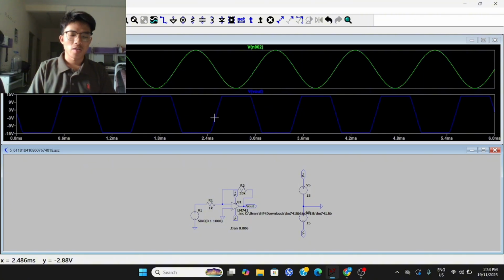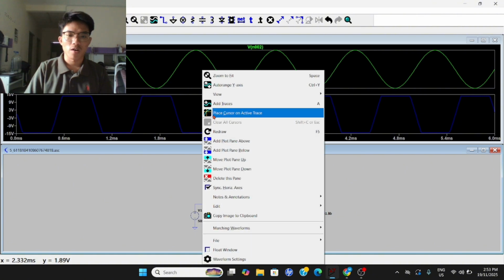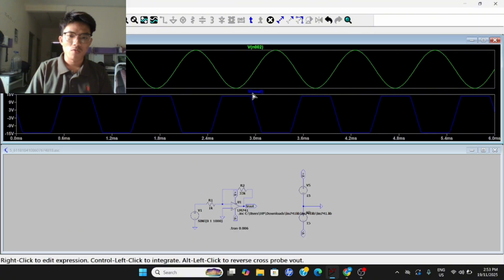In the calculation, I use voltage gain equal to negative R2 over R1, so 33K over 1K is equal to negative 33. For Vout, I use the calculation Av times Vin, so negative 33 times 1 equals negative 33 volts. For the experiment, I will plot the value.